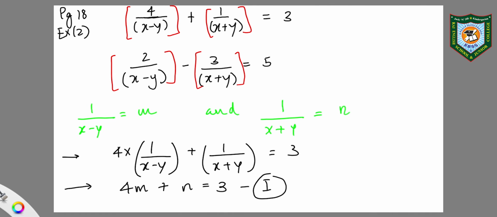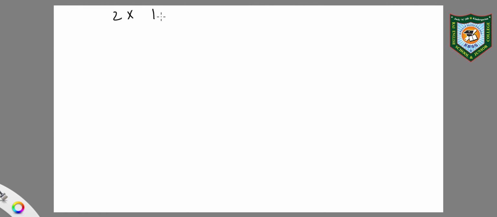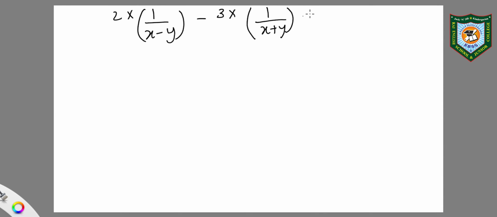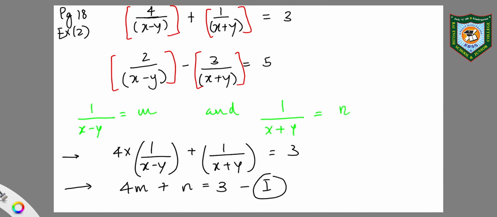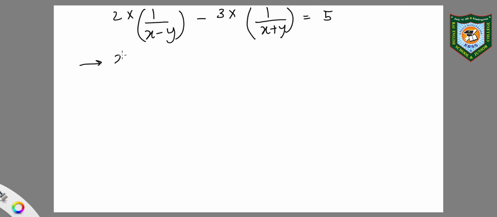Now similarly, I can write for the second equation. My second equation is 2 into 1 divided by x minus y minus 3 into 1 divided by x plus y, which is equals to 5. Now 1 upon x minus y is m, 1 upon x plus y is n. So I'll be replacing them. So I have 2m minus 3n is equals to 5. Pardon me, this is my equation number 2.